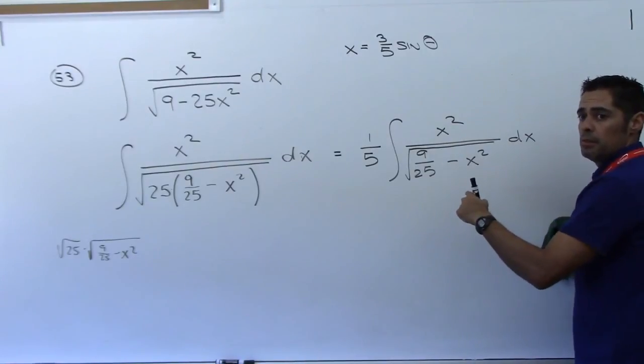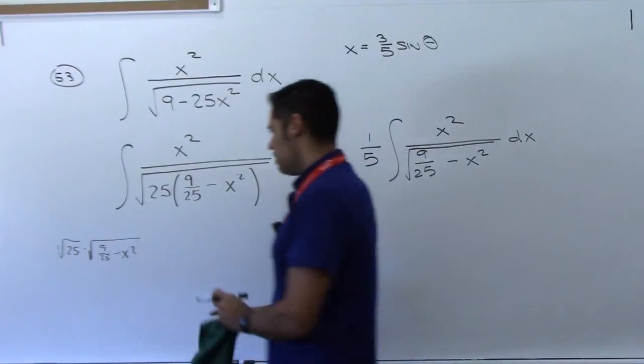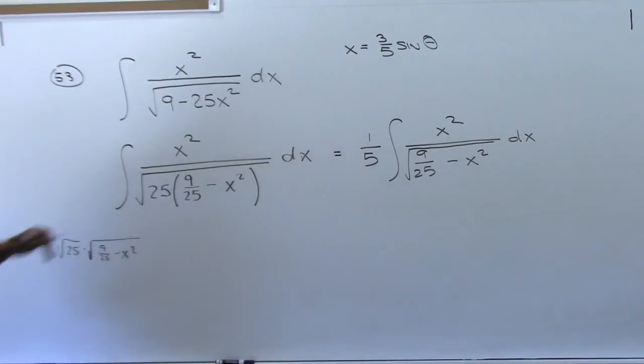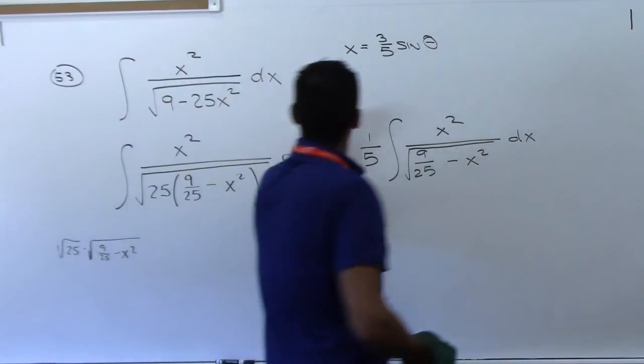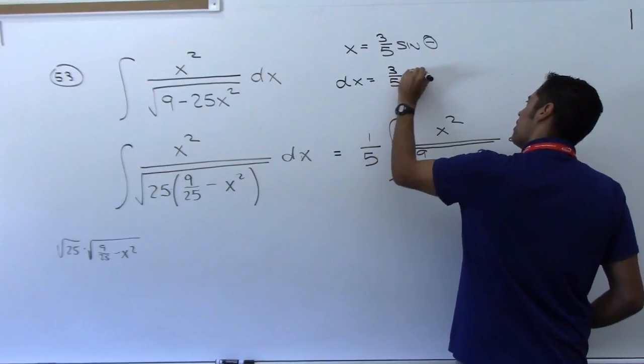Okay, Zach? I was going to ask where you got the 5 from, but I realized it's because the 5 was on the bottom. So it's 5 was on the bottom, and then the square root of 25 gave us the 5. So dx is 3/5 cosine theta d theta.